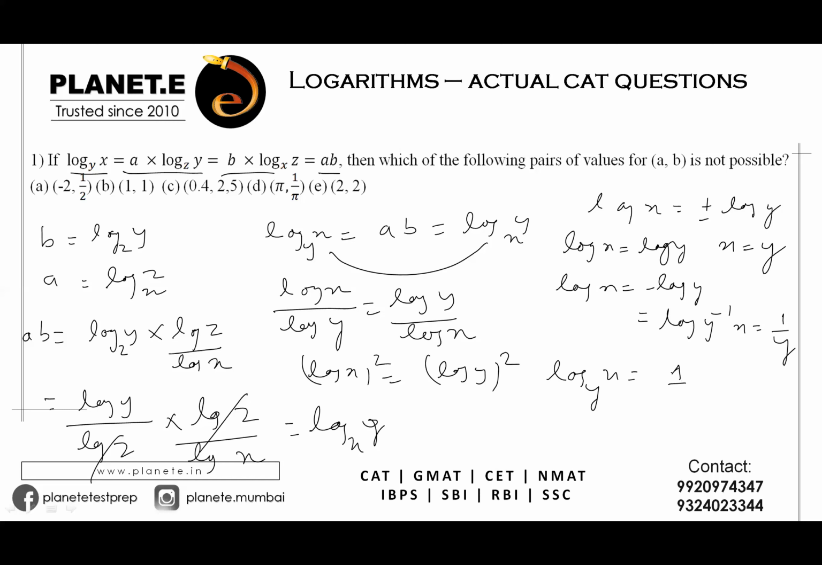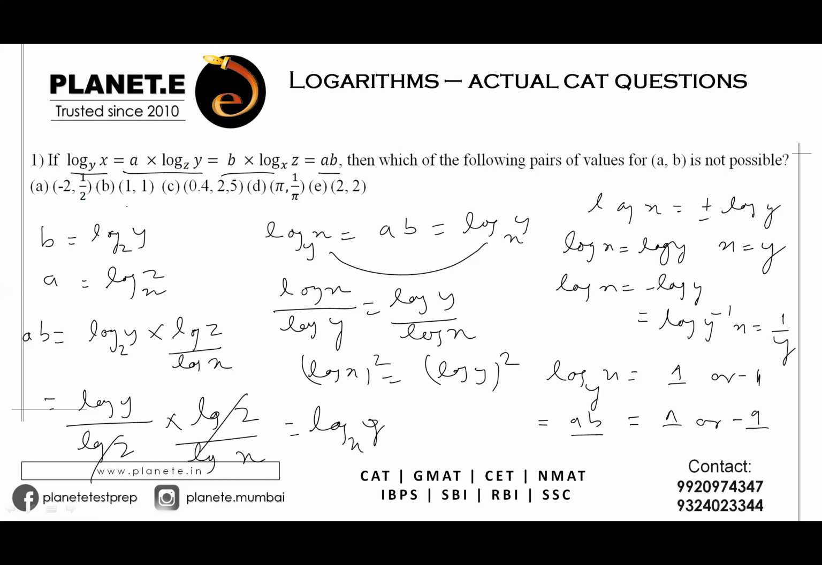So this log x to the base y, if I substitute x equals y, I will get 1. Or if I substitute x equals 1 upon y, then I'm going to get minus 1. Right? And this is indeed what your AB is. Agree or not? So the product AB indirectly, I can see here, should be equal to plus 1 or minus 1. Now look at the options and multiply the values and see what you get.